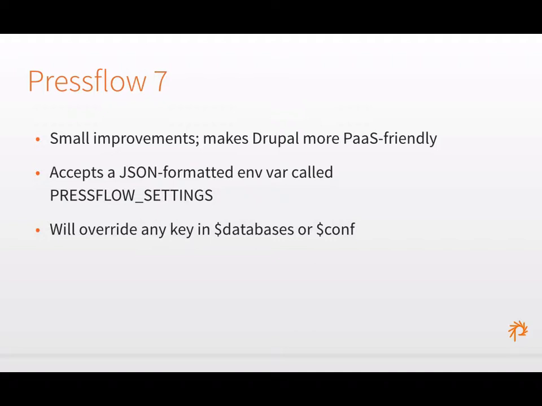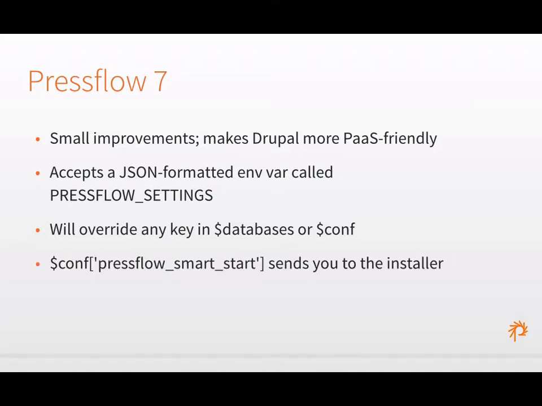Same thing with anything in $conf. If you wanted to force CSS aggregation on in production, you could do that. In the Pressflow settings variable, you could set conf aggregate CSS true, aggregate JS true. There's one other conf setting that Pressflow 7, and only Pressflow 7, adds, which is called Pressflow Smart Start.